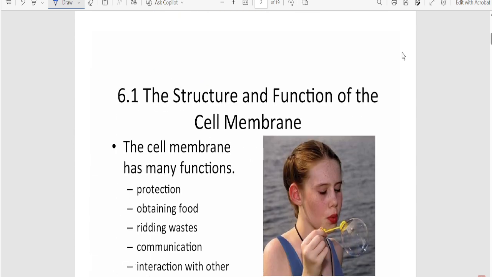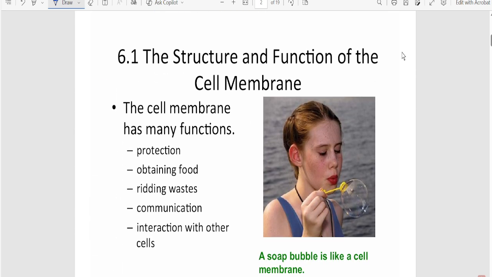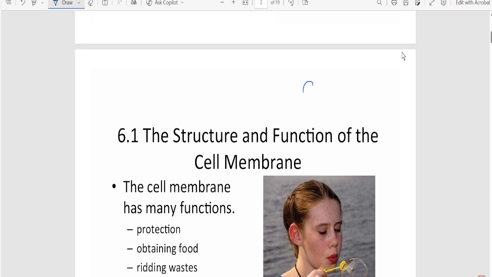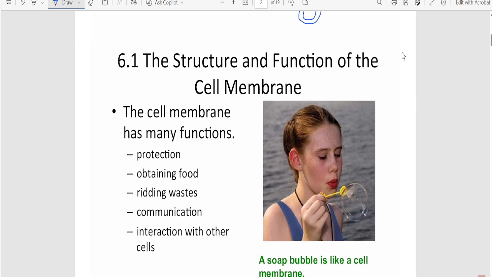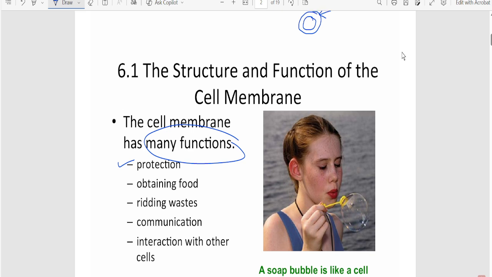When we talk about a cell, we know that a cell has a membrane, an outer covering or outer layer, which is called the cell membrane. What are the functions of the cell membrane? It gives protection to the cell, helps get rid of waste material, and allows communication, sending signals from one cell to another and interacting with other cells. A soap bubble is like a cell membrane. You can understand it like this.